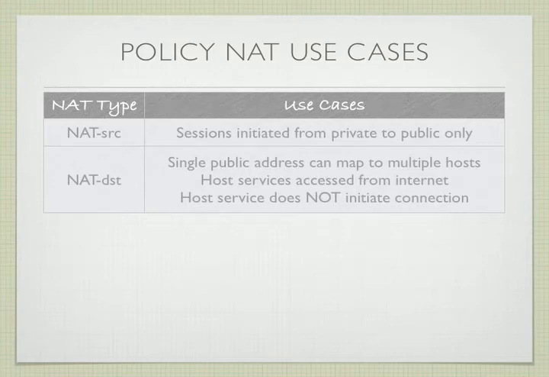For destination NAT in a policy, if you have a single public address and you want to map it to multiple hosts on this service, the policy-based destination NAT is recommended for this. Host services can then be accessed from the internet, but the host will still have to access a different policy for internet access. This is just destination NATing to the inbound. So this is good for things like web servers or others that are not initiating the contact to the outside world.